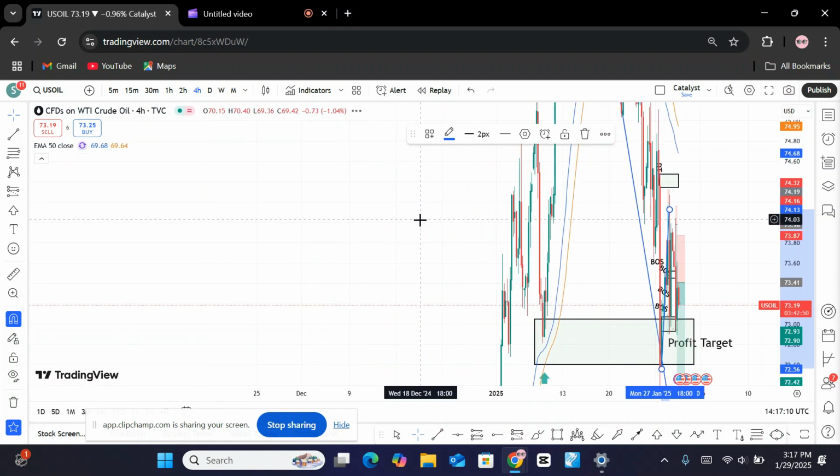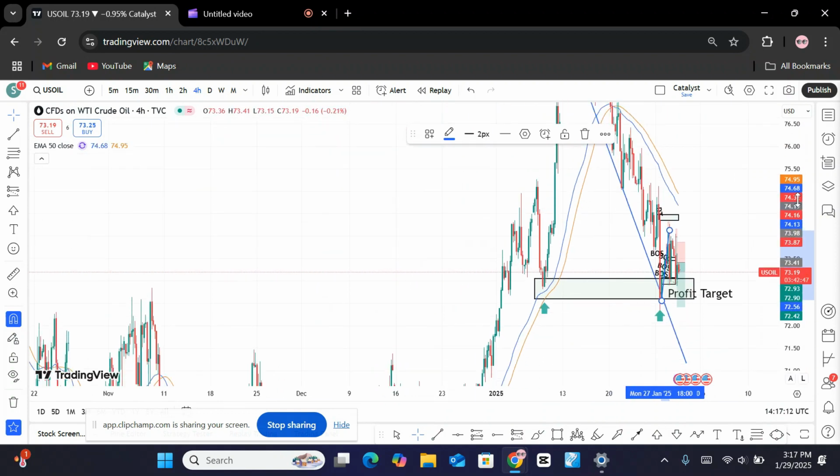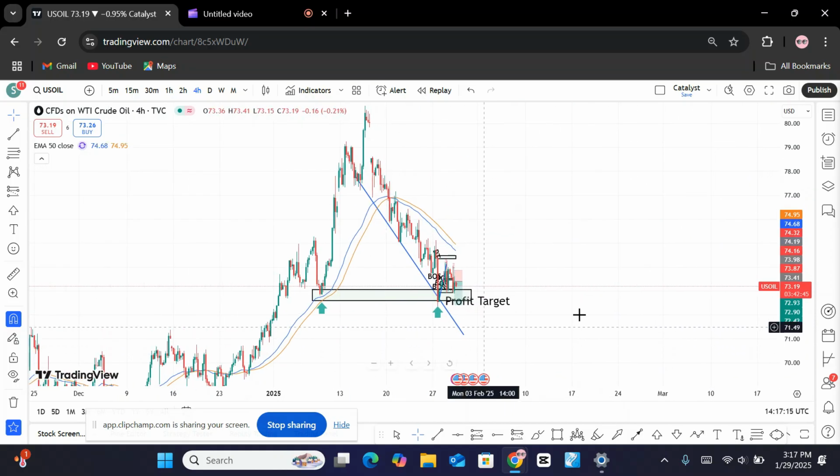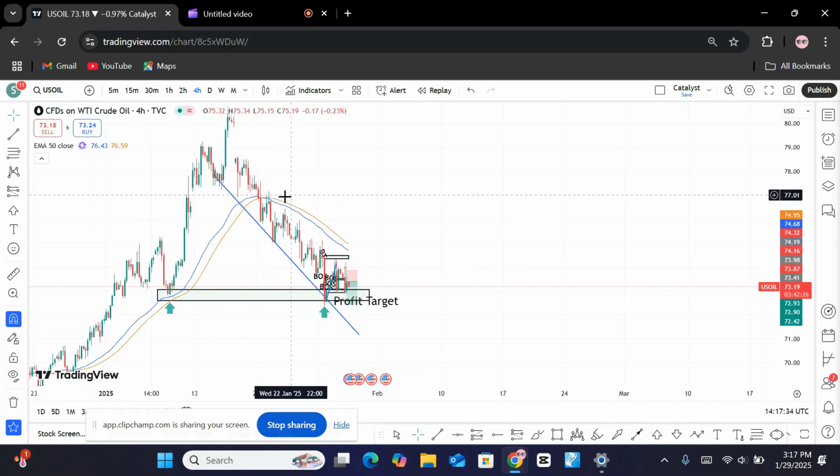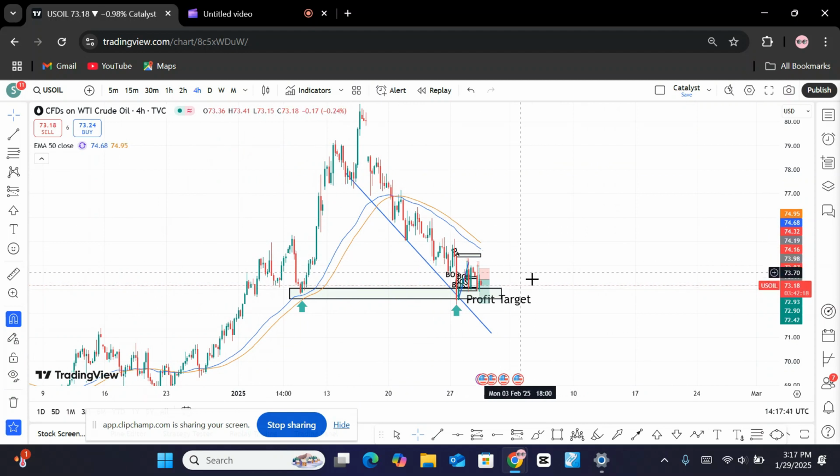Now look at what I will do. This is the 4 hours time frame. When I open my chart like this, I already know that this is a massive downtrend, supported by these two signal lines, an EMA and the other EMA. You see that the EMA has crossed here, signaling a downtrend. So at this point, what are you going to do?